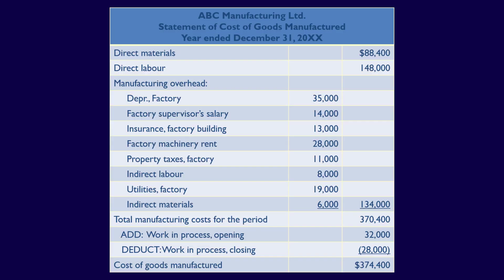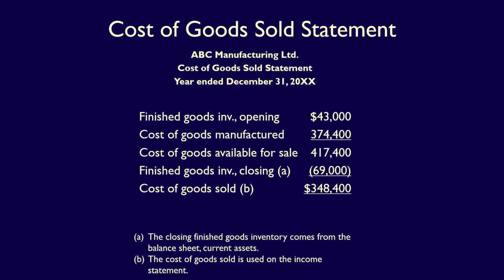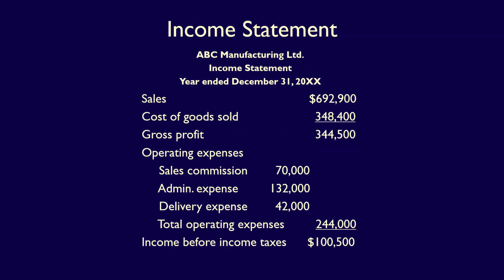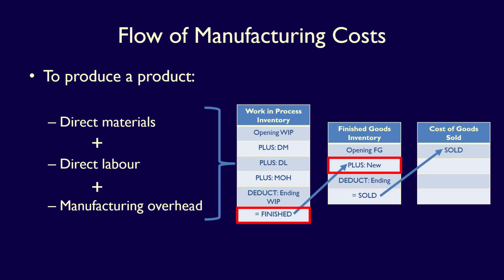You have now been introduced to the statement of cost of goods manufactured, the cost of goods sold statement, and the income statement for ABC Manufacturing Limited. Understanding the flow of costs in a manufacturing environment are concepts that you are going to need to use as you move through any management accounting course. Make sure you practice and master all these concepts as you move forward.